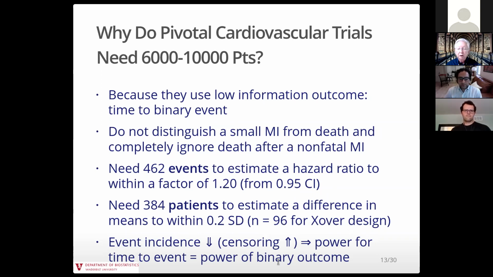And then if your event incidence goes down, that means your censoring goes up. And if you look at the power for time to event, like in a Cox model, proportional hazards model, the more rare your event is, the more the power is similar to the power of a 2x2 table, ignoring the time until the event. So the power gets lower and lower as the event gets more rare, and you ultimately converge to the power of a binary outcome, which is your least powerful outcome that you could measure.